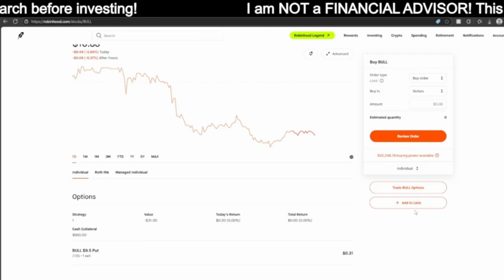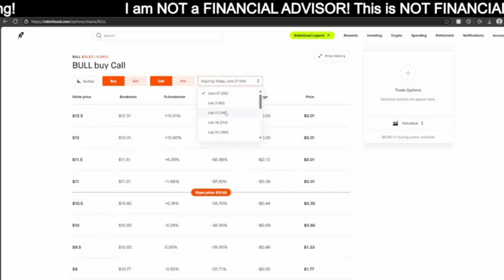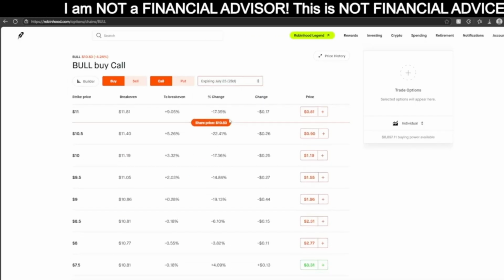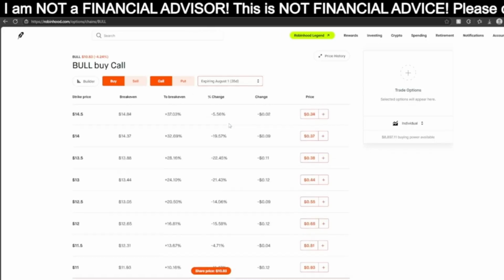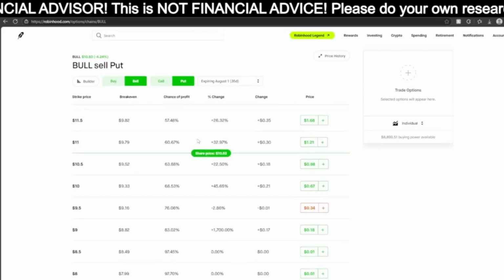All right, so let's go to trade Webull options here. And again, I'll break down the idea of how I opened this trade up. So I went down to July 20th, about a month out, or was it a little bit longer than that actually? It was August 1st. I was on the call side.